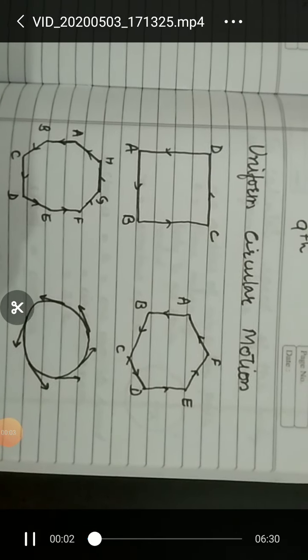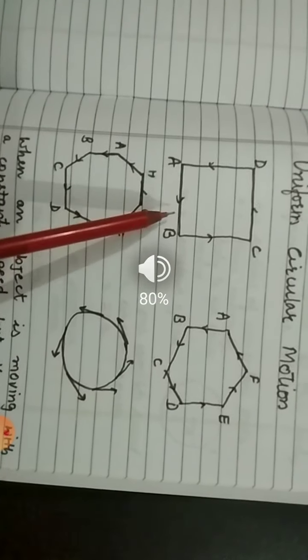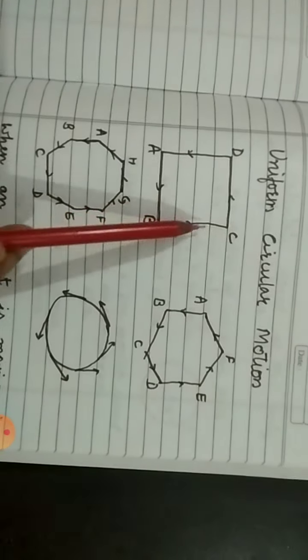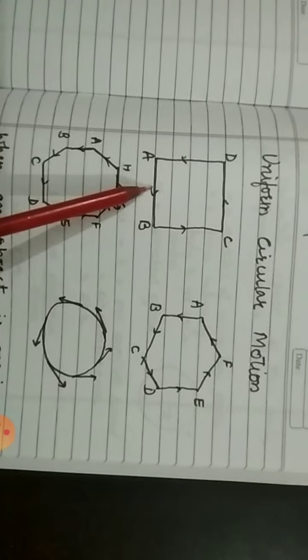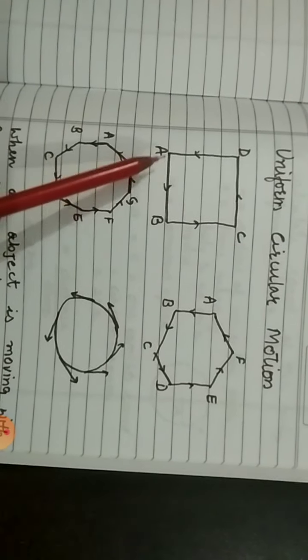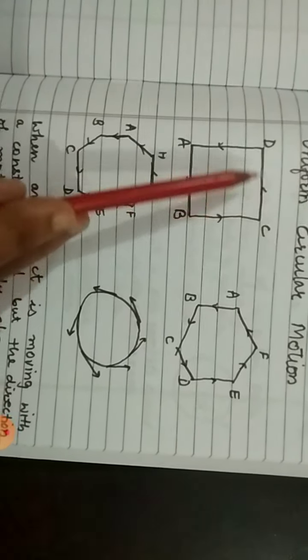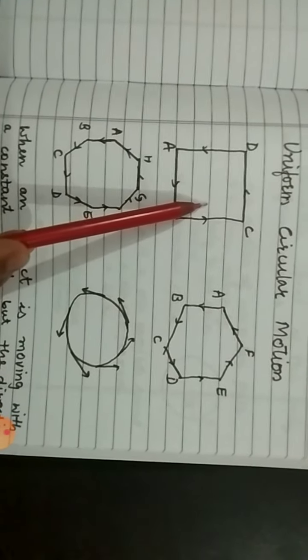Dear students, let us start with the uniform circular motion. What is shown in these figures to you? These figures show the path of an athlete along a rectangle. The athlete changes his direction of motion at four corners, that is A to B, then to C and D of this rectangular track in every round.